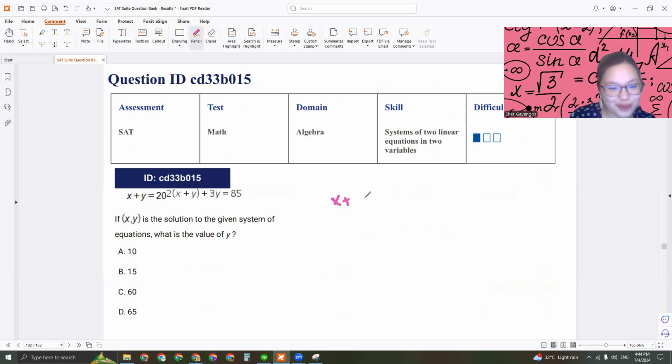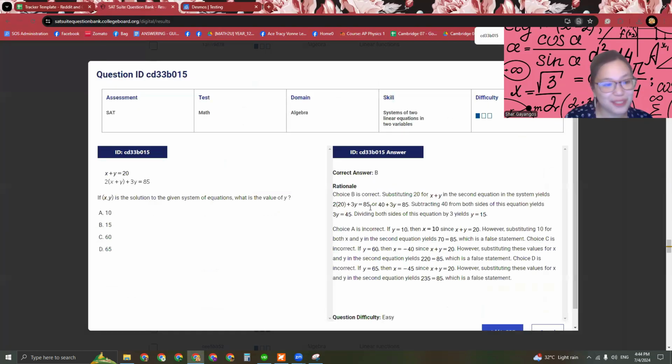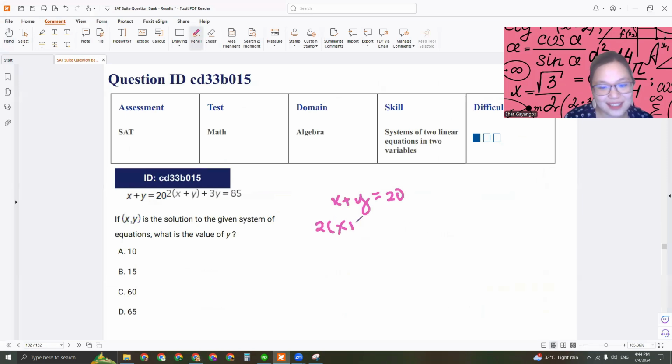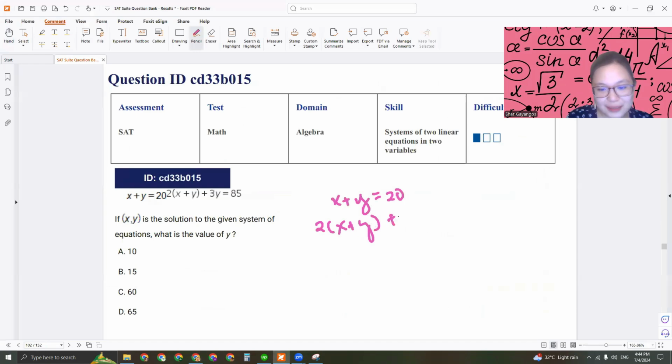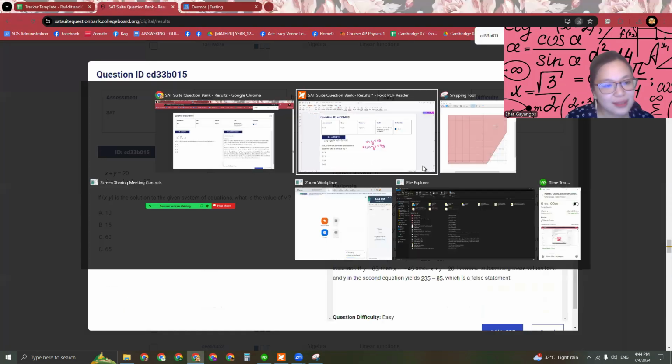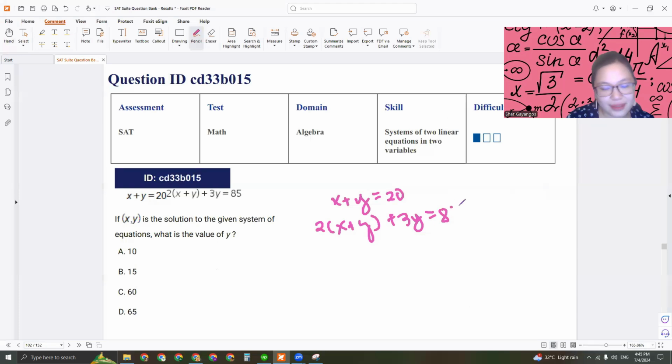College Board is there with their explanation, but I know sometimes it helps if someone is explaining it to you, right? Okay. So x plus y plus 3y is equal to 85. I'm just rewriting the equation because the one on Desmos is not showing up.